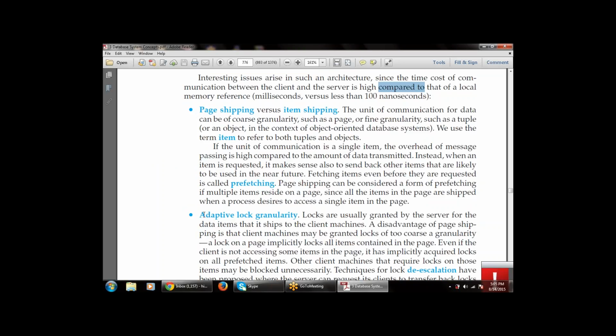The next is adaptive lock granularity. Locks are usually granted by the server for the data items that are shipped to the client machines. A disadvantage of page shipping is that a client machine may be granted locks of too coarse a granularity, a lock on the page implicitly used for the database systems.